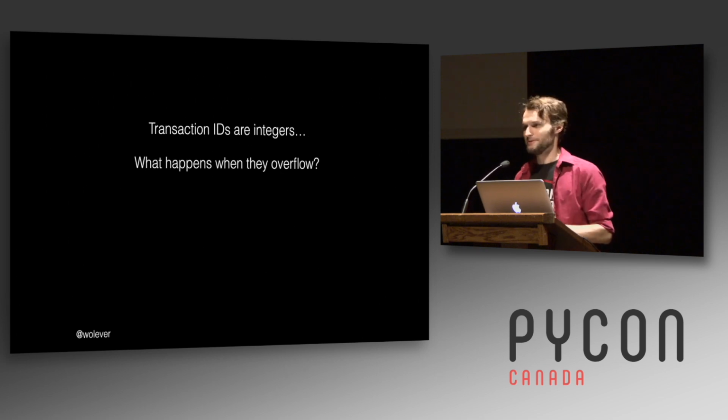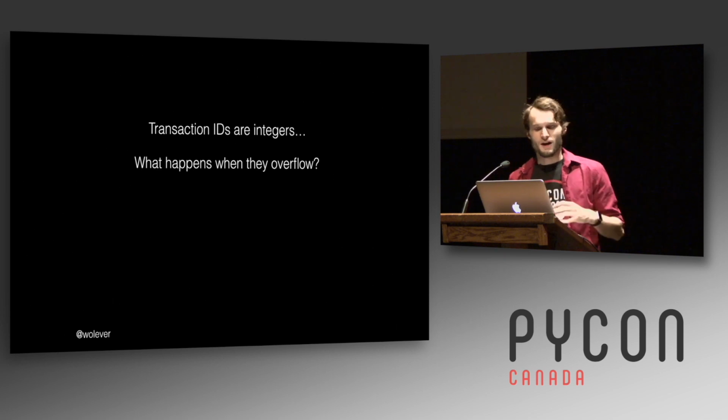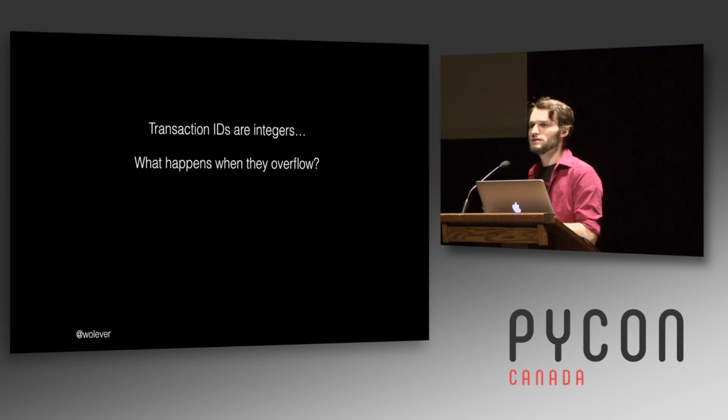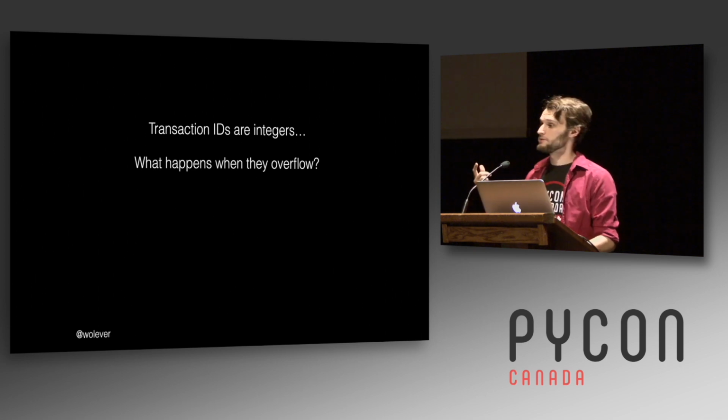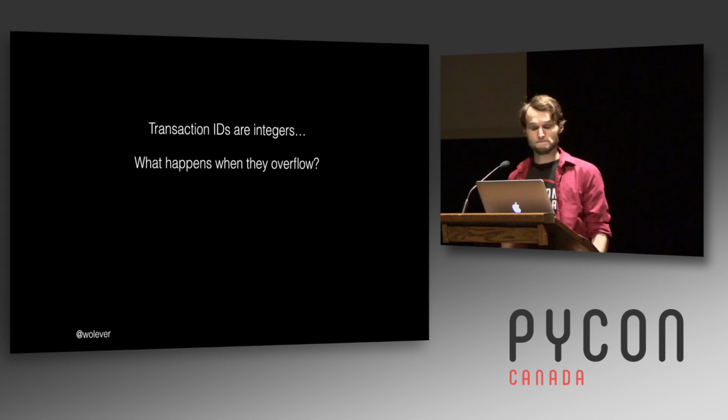The second thing that you might be thinking is, I had mentioned that transaction IDs are these sequential integers. But hopefully whenever you think of sequential integers, one of the things you consider is what happens when that integer overflows. What happens when it goes beyond 4 billion?